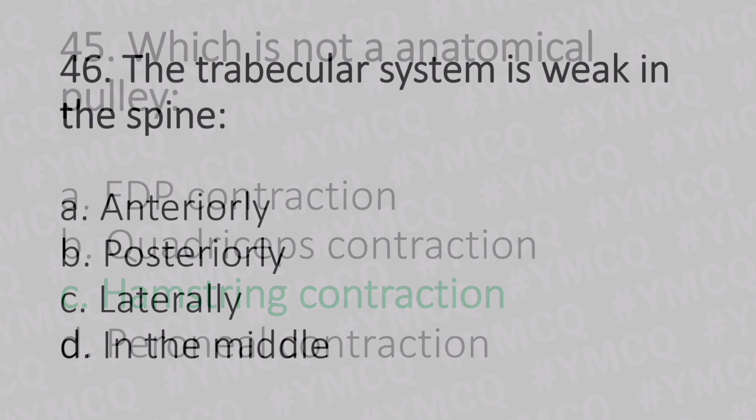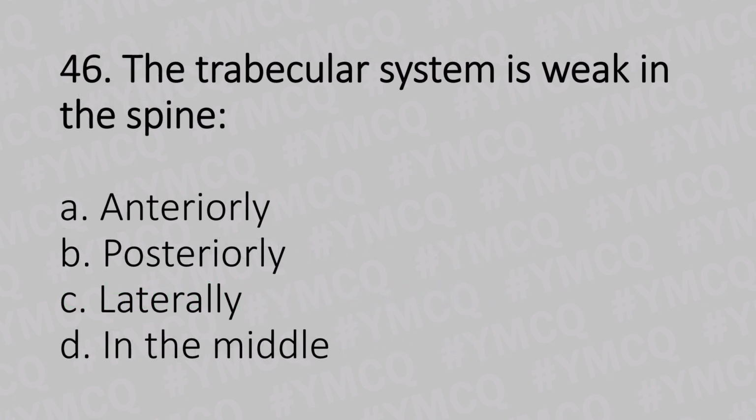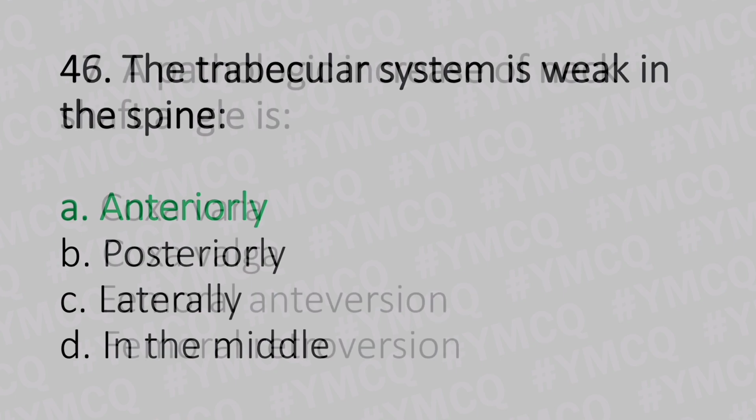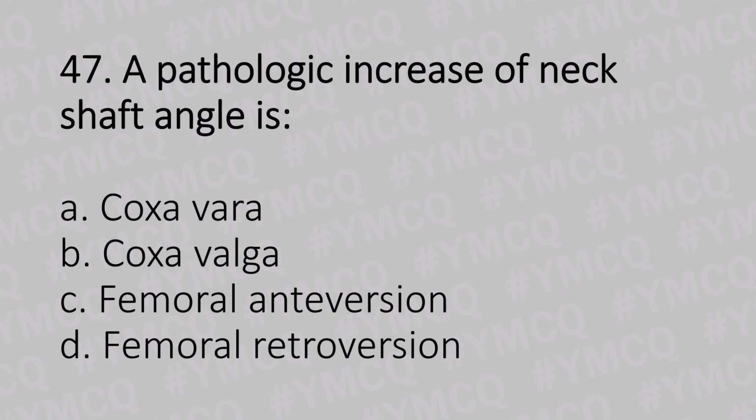Moving to our 46th question, the trabecular system is weak in the spine: option A, anteriorly. Option B, posteriorly. Option C, laterally. Option D, in the middle. And the answer is option A, anteriorly.